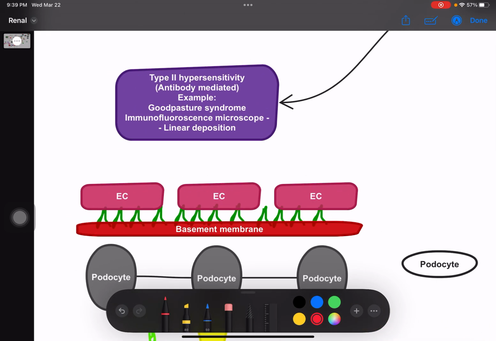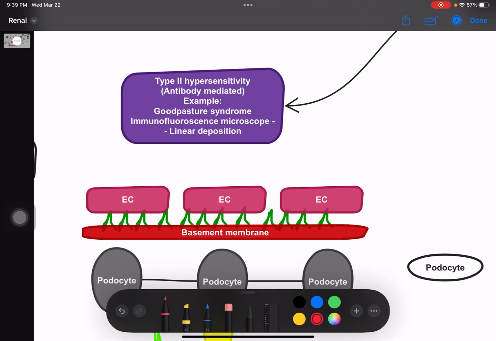The first one is type 2 hypersensitivity reaction. This is antibody mediated. The example is Goodpasture syndrome. Specifically for kidney, Goodpasture syndrome with type 2 hypersensitivity is also called anti-basement membrane antibody disease.